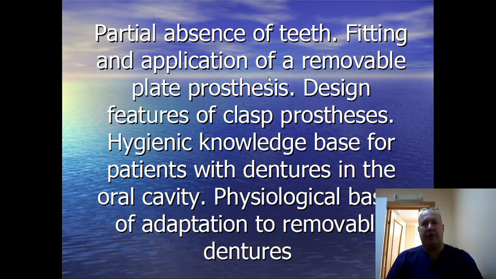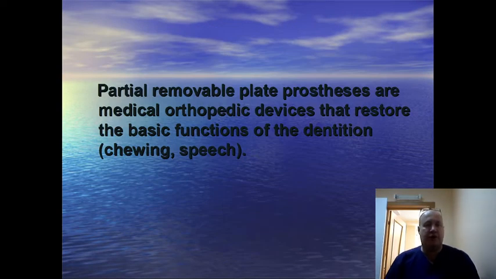Partial absence of teeth, fitting and application of removable plate prostheses, so-called partial removable dentures. Design features of clasp prostheses. Hygienic knowledge base for patients with dentures in the oral cavity. Physiological basis of adaptation to removable dentures. Partial removable dentures, plate prostheses, are medical orthopedic devices that restore the basic functions of the dentition: chewing, speech, articulation.